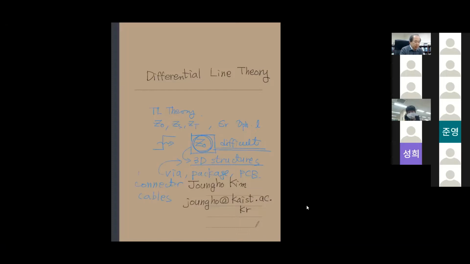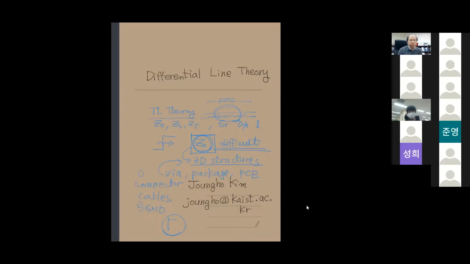Another difficulty is the ground. In order to construct a transmission line, we always have to have a ground plane underneath the signal line. But in three-dimensional structures, it is very difficult to maintain a continuous ground plane. If we have any discontinuities at the ground plane, it will cause impedance discontinuities, and that will create the reflections.